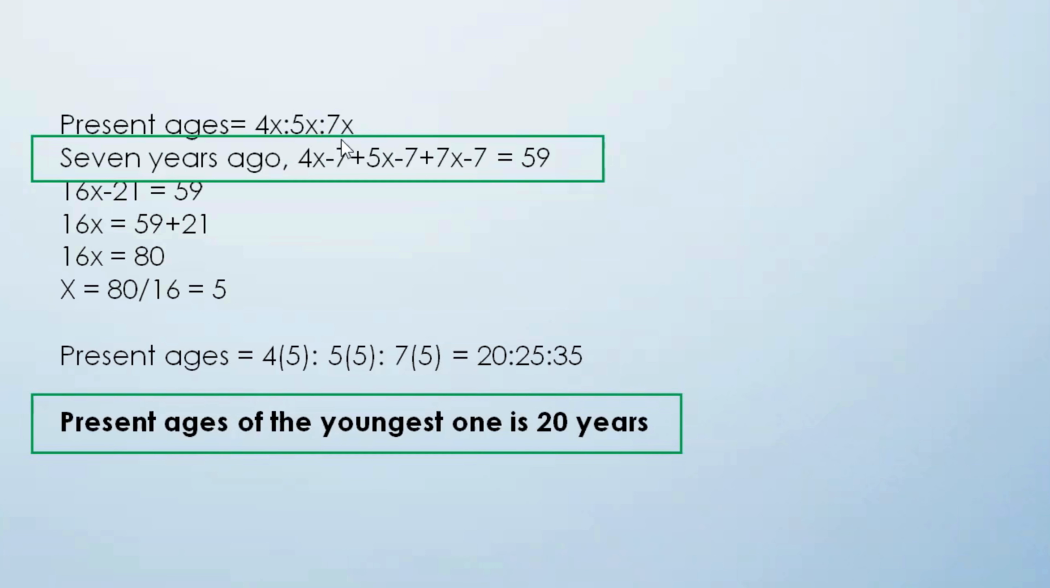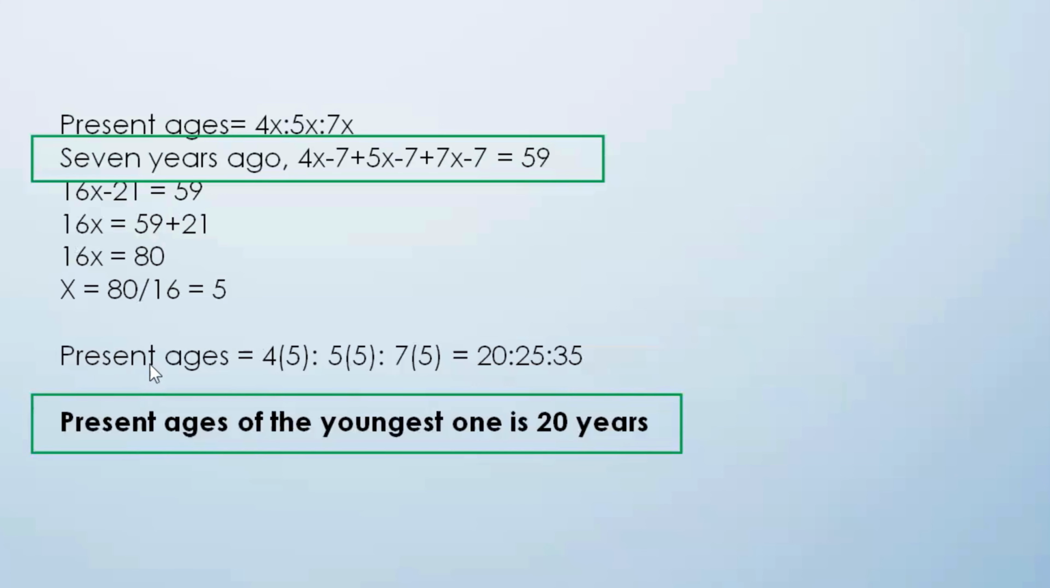So when we put it in the equation form, it will be 4x is to 5x is to 7x. 7 years ago, of course, their ages will be 4x minus 7, 5x minus 7, and 7x minus 7. The sum of all these will be 59. If you solve this equation, you will get 16x minus 21 as 59. So 16x becomes 80 and x becomes 5.